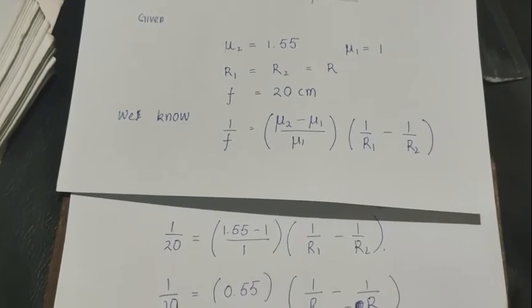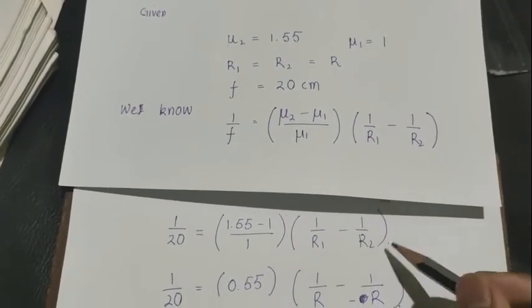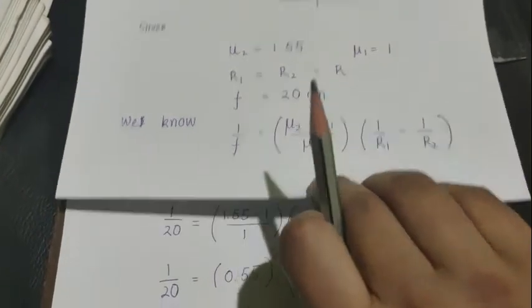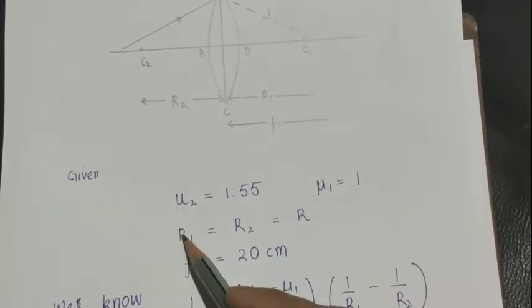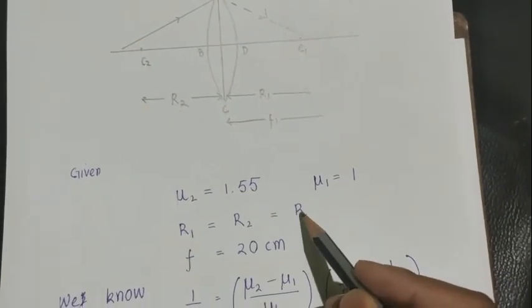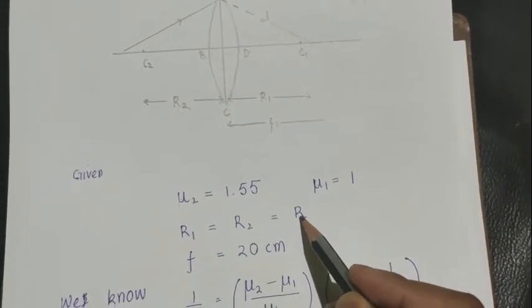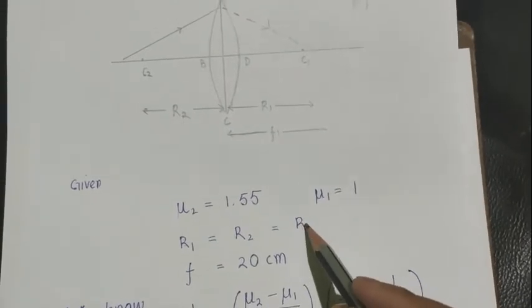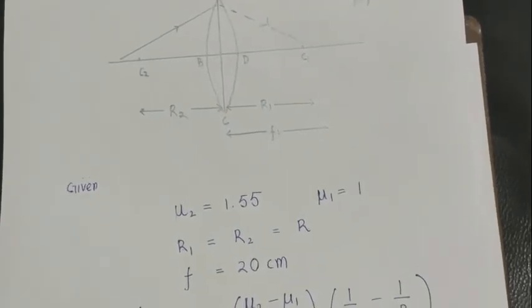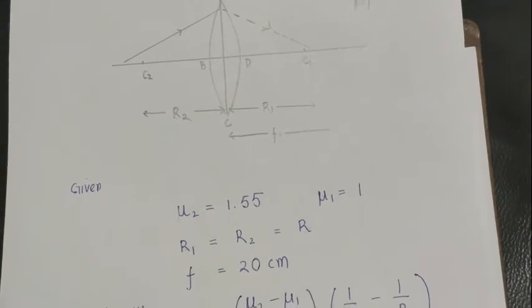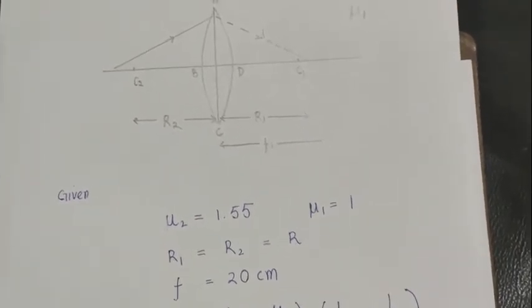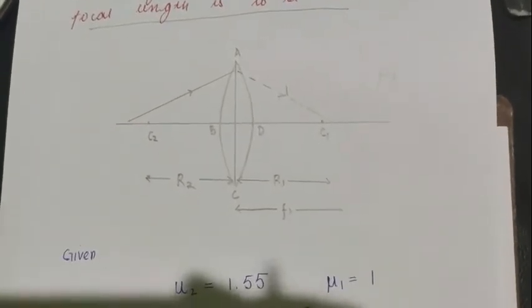Now be very, very careful at this step. We have assumed R1 and R2 to be a particular value, R. We have assumed only the value. Your value can be anything. It can be 10, 20. We have just considered the number. Now look here in the diagram.